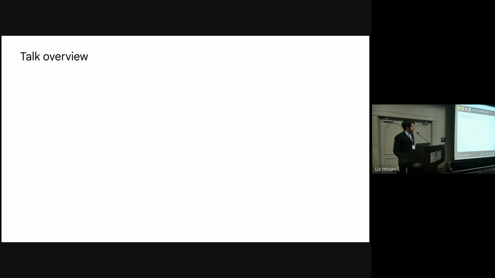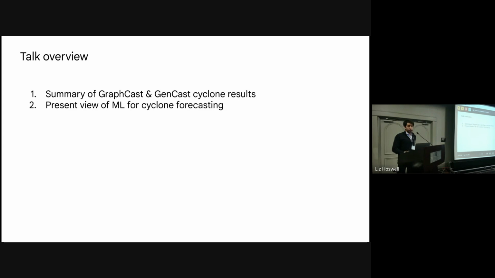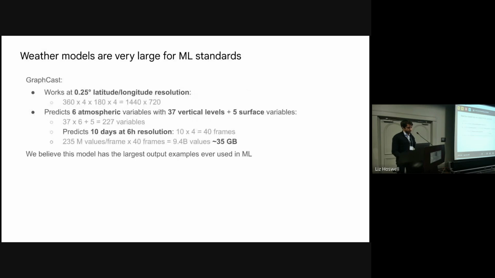So basically, first I'm going to talk about our models GraphCast and GenCast, which are deterministic and probabilistic general weather models, and our cyclone results for those. Then I'll present our view on ML for cyclone forecasting, and also future advantages that we see of ML applied to the field.